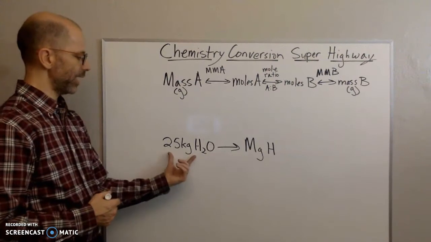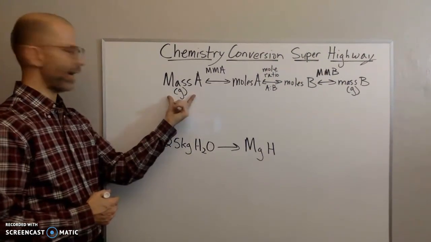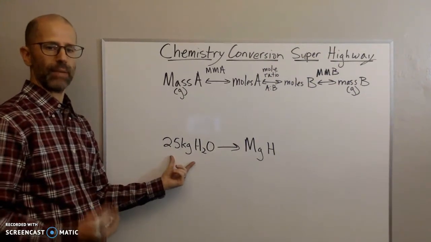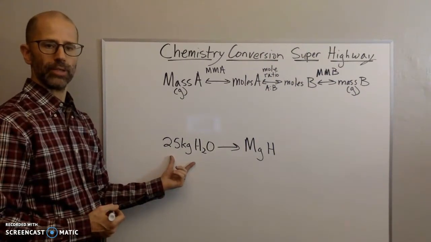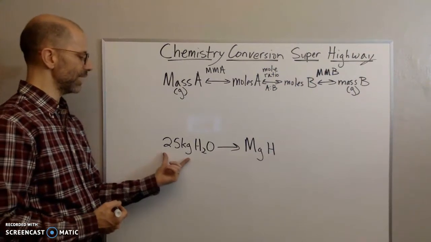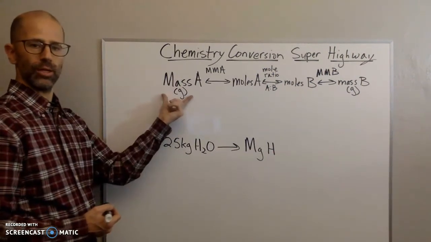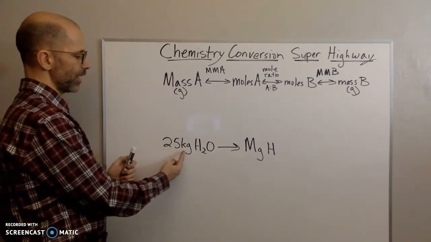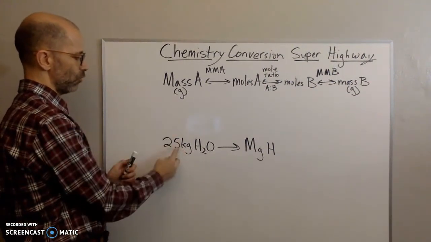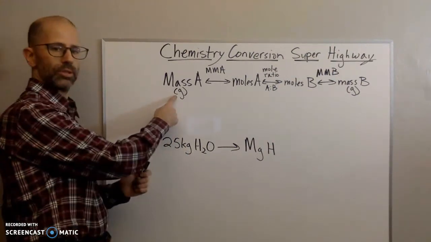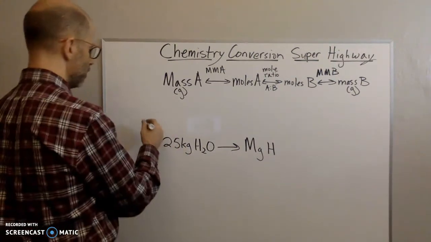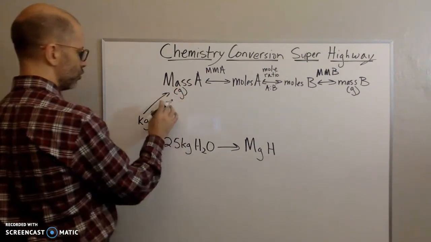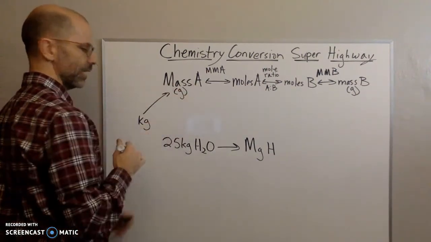Now notice that in order to get on the highway, I need to have grams, but they gave me kilograms. So I'm not on the highway yet. I'm off-road, right? So I need to get on to the highway. Here they give me a mass, so it looks like the best way to get on is to go from kilograms to grams, right? So I have to start with kilograms, and then take a step to get to grams.